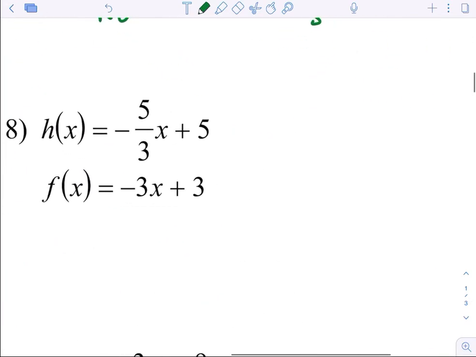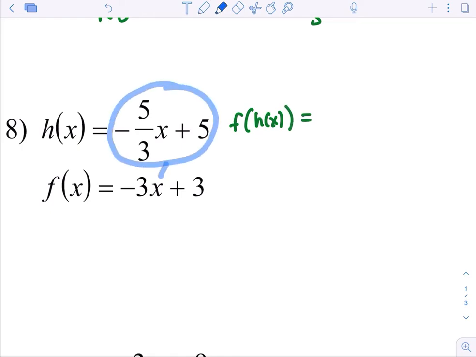Over here, f of h of x, I'm going to substitute all of h of x into here. So we're going to get negative 3 times negative 5 over 3x plus 5 plus 3.